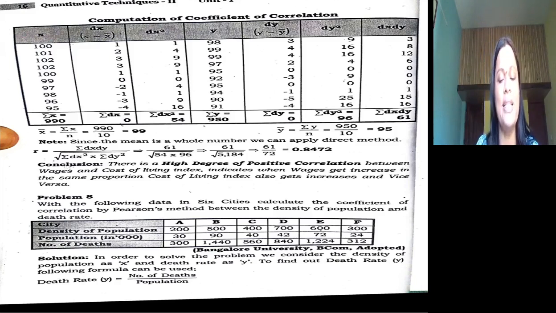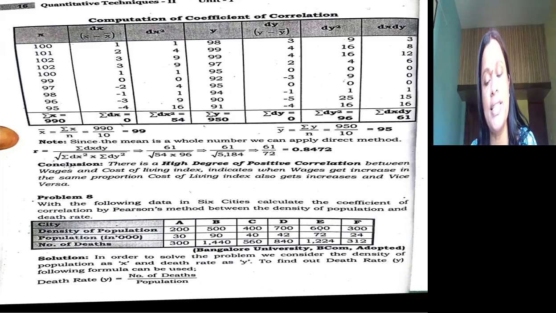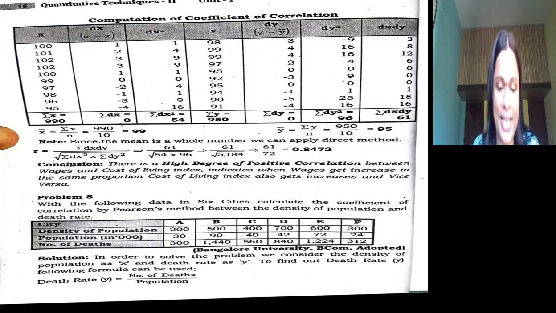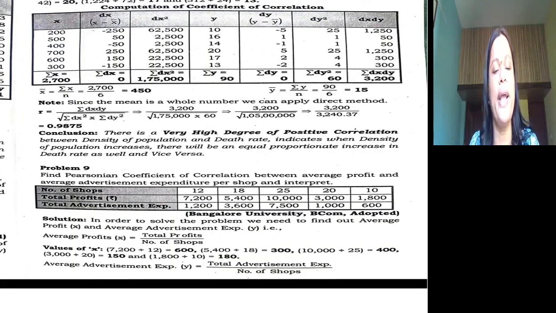So then take density of population, that is 200, 500, 400, 700, 600, 300 as x, and the death rate you calculate. The calculated death rate should be taken as what? Y. Then you consider density of population as x, death rate as y, and apply the formula. Solution for this part is not there particularly, and it is homework for you. So the next one is the next problem.